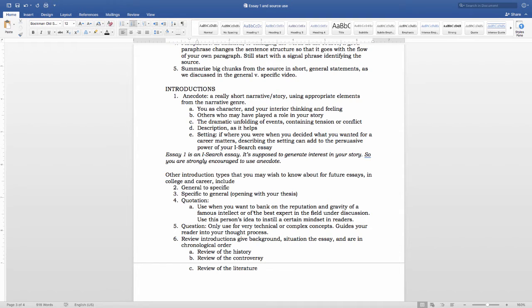But probably more likely, if you open an essay with a quotation, you're quoting the best expert in the field under discussion. If you were, for example, writing about water and water conservation, the person that you would want to quote at the beginning is Maud Barlow, because nobody knows more about water on the planet Earth than Maud Barlow.